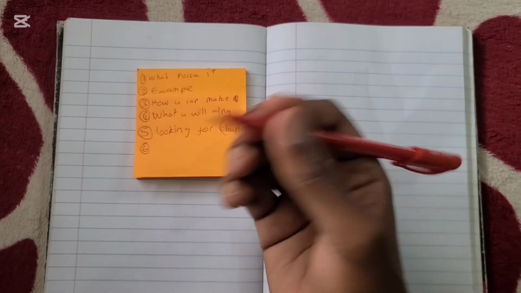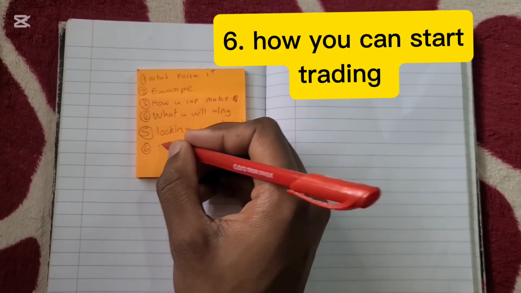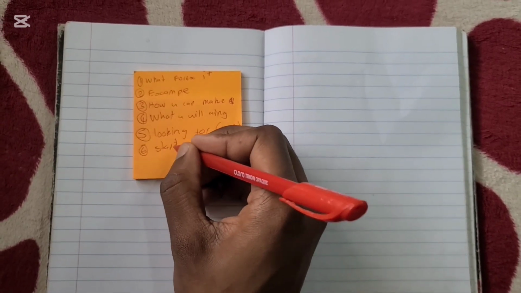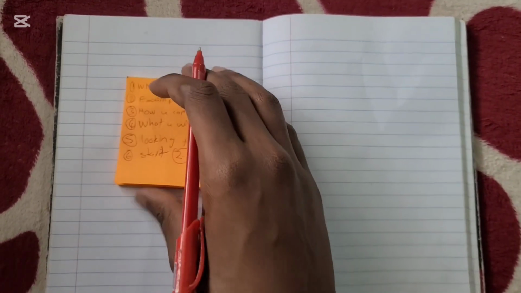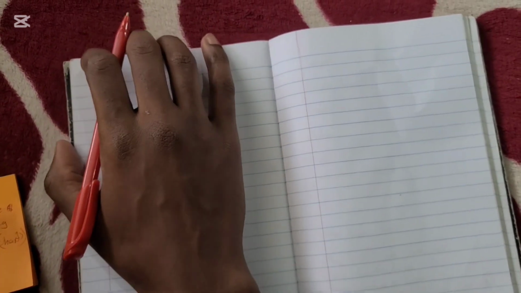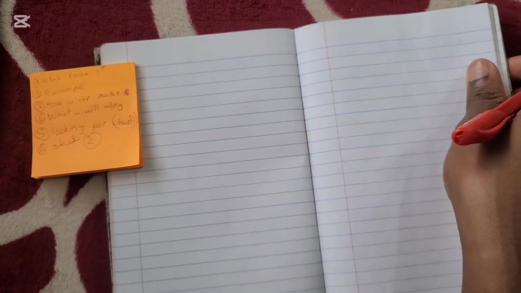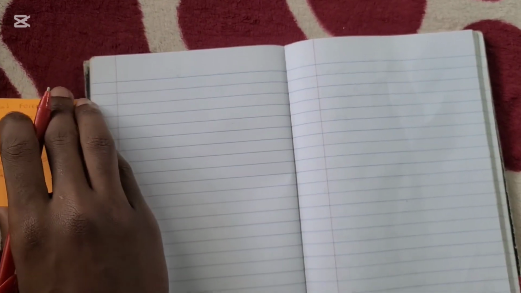And then lastly, this is going to be the last step, we're going to be talking about how we are going to be able to start trading. So like a guide of what you need in order to start trading, in order to start making money. So first of all, as I mentioned, what we are going to be doing first is explaining what Forex trading is.